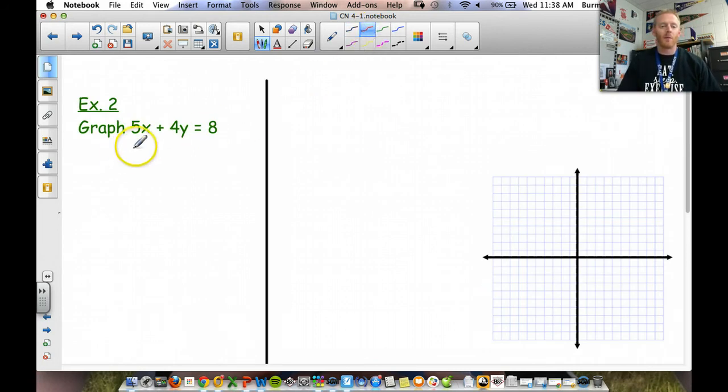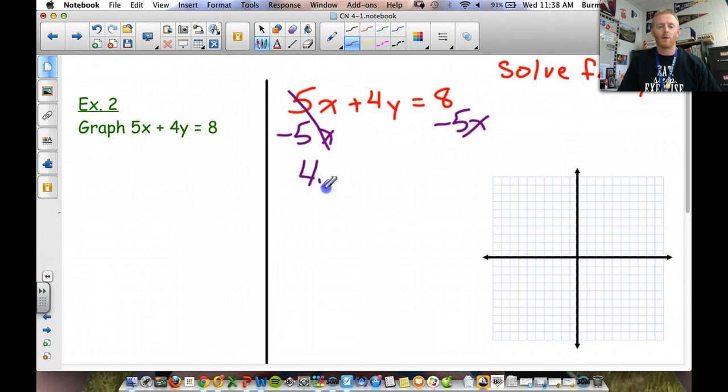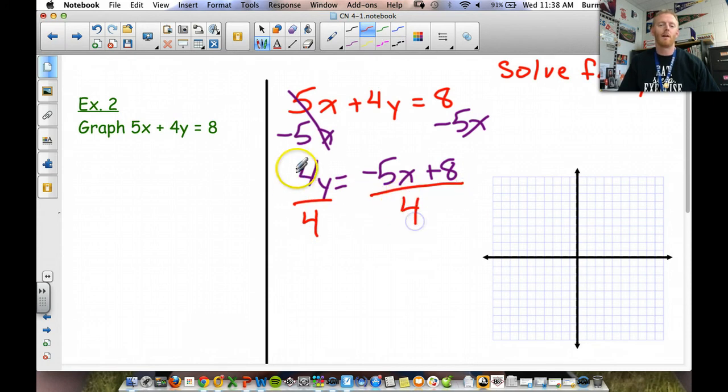Sometimes we don't have a problem that is already in slope-intercept form, and we need to put it into slope-intercept form. That's when we are going to solve for y. To get this by itself, we first have to get rid of a 5x from both sides, and that gets me to 4y is equal to -5x plus 8. Now to get the y by itself, I divide both sides entirely by 4. This means the 4 is being divided here, and the 8 is also being divided by 4.